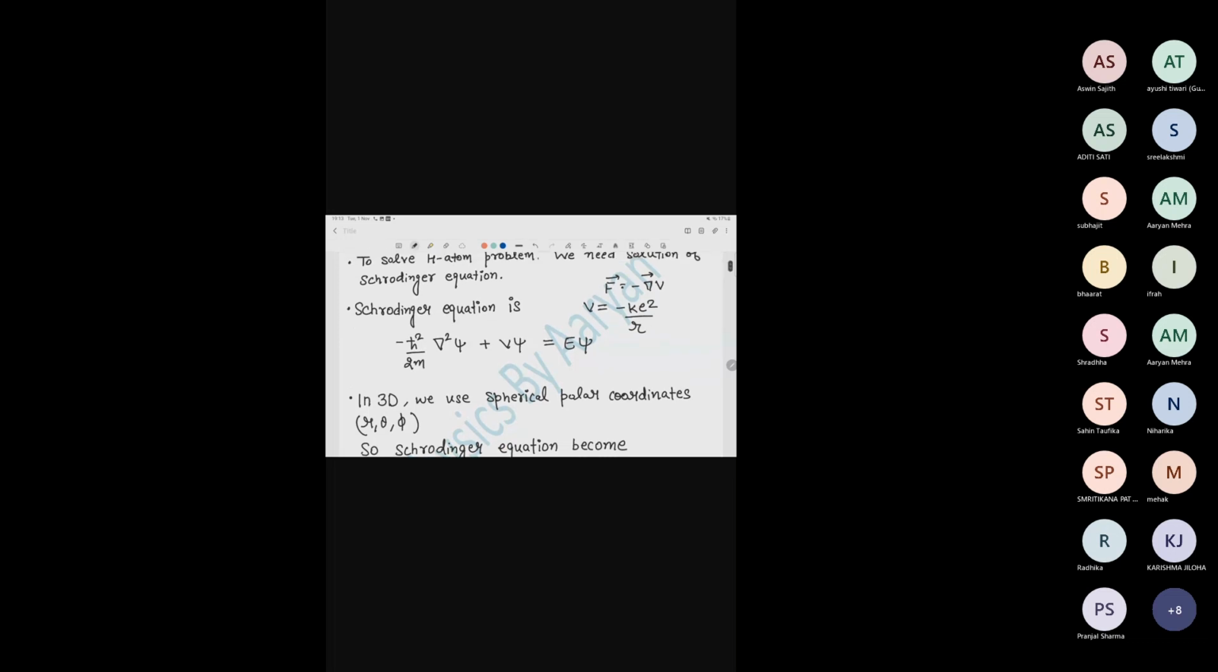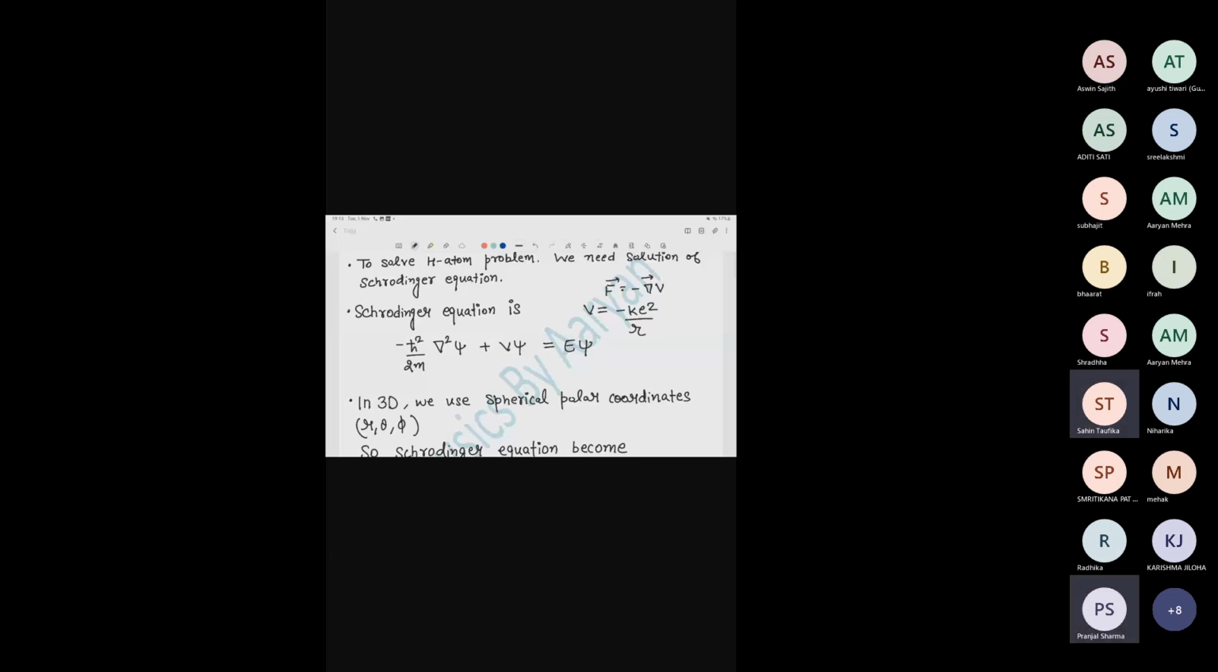Very simple. What will be the potential if the proton is attracting the electron? Coulomb potential. Yeah. What is the formula? K Q1 Q2 by r, with a minus. So you are saying minus K e square by r. Do you all agree? Everyone agree with Sahin? Is it a correct formula to write? Is this the potential between proton and electron? Tell me very quickly, it's a very simple thing.